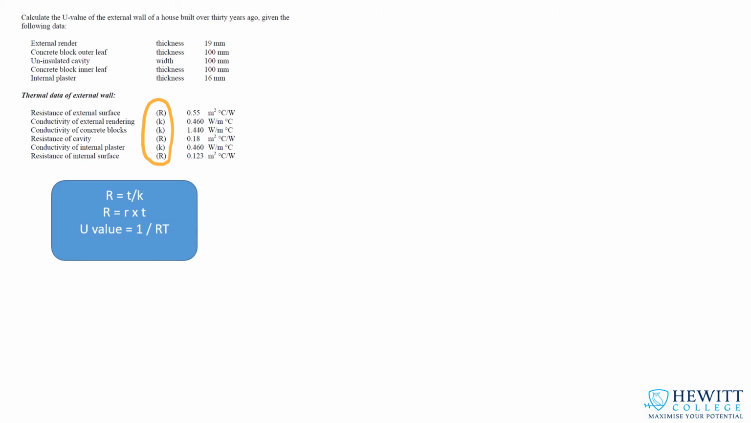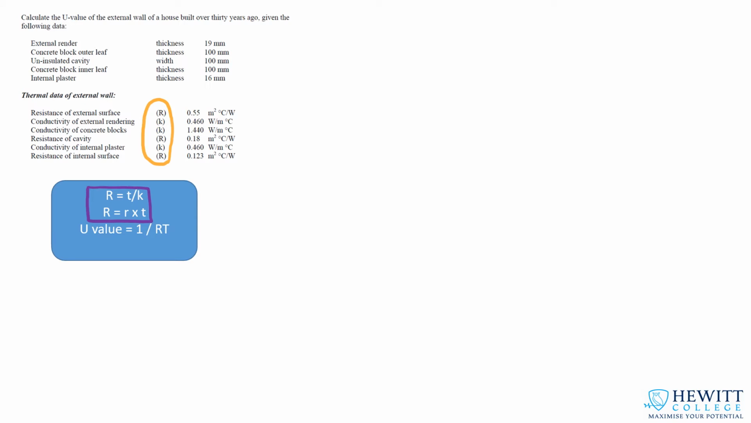The key to these questions is, first of all, you have to find the resistance of each layer. If you look at the column here, we're given some of the resistances: the resistance of the external surface, the resistance of the cavity, and the resistance of the internal surface. What we have to do is write down the formulas. The formulas to find the resistance are the ones highlighted in the purple box: resistance equals thickness over conductivity, and resistance equals resistivity multiplied by thickness.